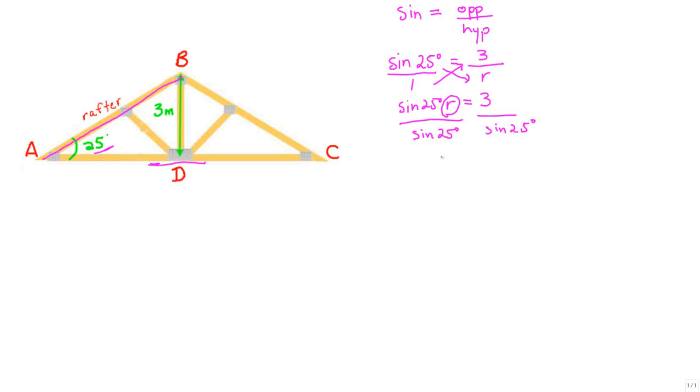That's going to leave us with our rafter equals, when you punch this in on the calculator, you're going to get 7.09, but we're just going to round it off to 7. And we're dealing with meters as a unit. So our answer is 7 meters. So when Harold builds his roof truss, his rafters have to be 7 meters in length.